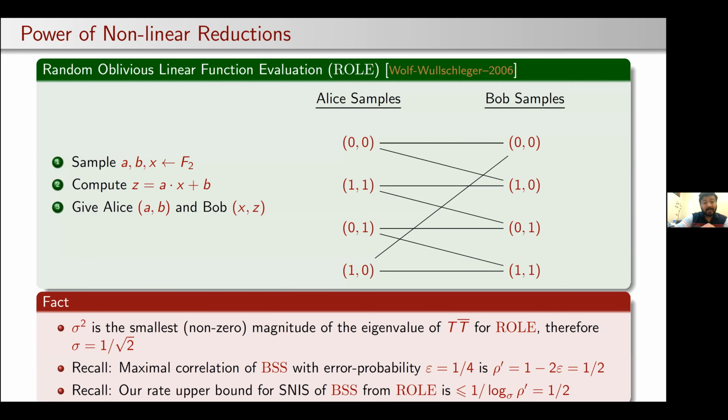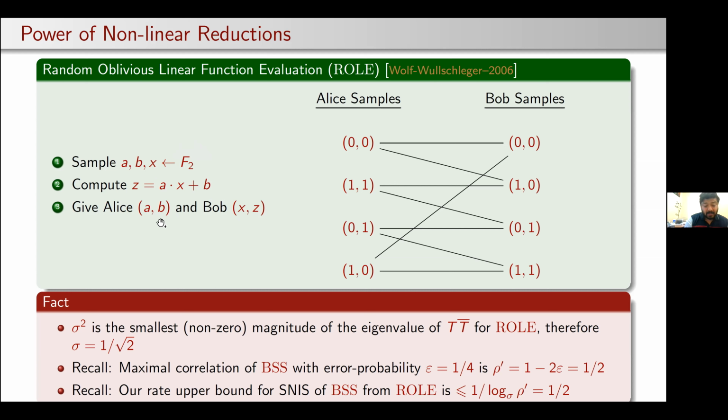So let me show the power of nonlinear reductions using an example. Let me introduce a source distribution called random oblivious linear function evaluation. In this source, you sample 3 random elements from a finite field of size 2, a, b, and x, and you compute a linear combination ax plus b. Let this result be z. Alice gets the samples a and b. Bob gets the samples x and z.